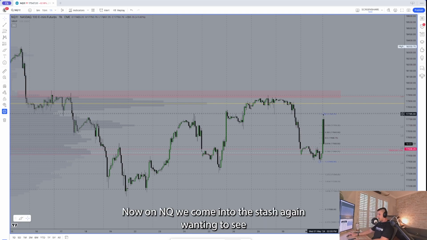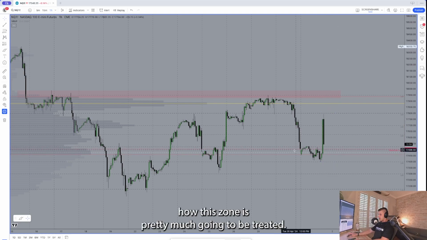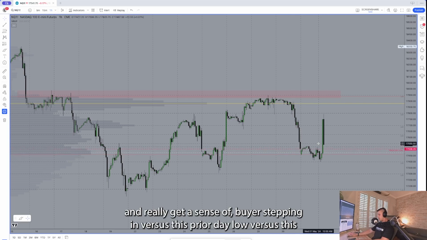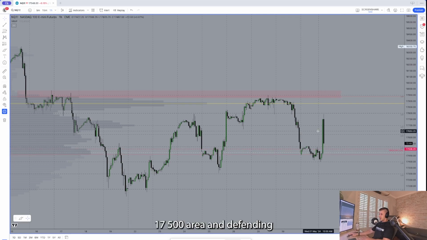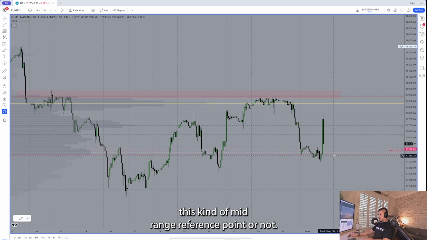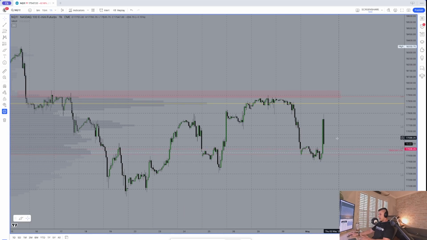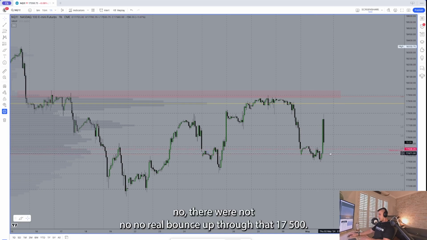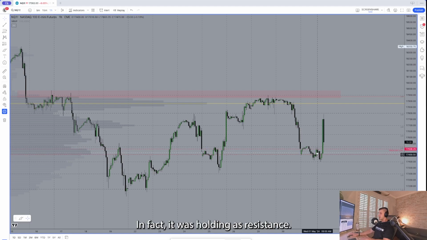Now on NQ, we come into the session again wanting to see how this zone is going to be treated. One of the main things I had mentioned this morning was looking to assess and get a sense of our buyers stepping in versus this prior day low, this 17,500 area, and defending this mid-range reference point or not. Pretty early in the session, we were able to determine that no, they were not. No real bounce up through that 17,500. In fact, it was holding as resistance. And then again, sellers in control.